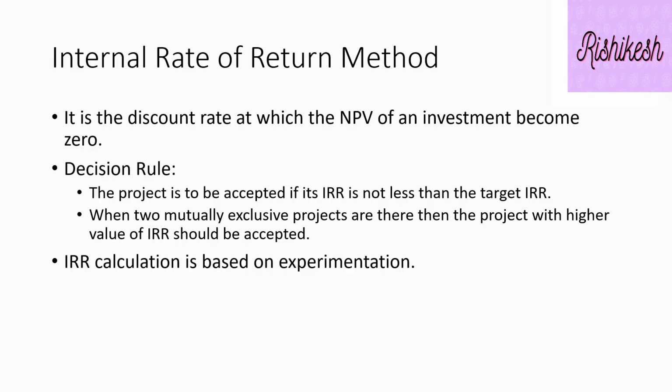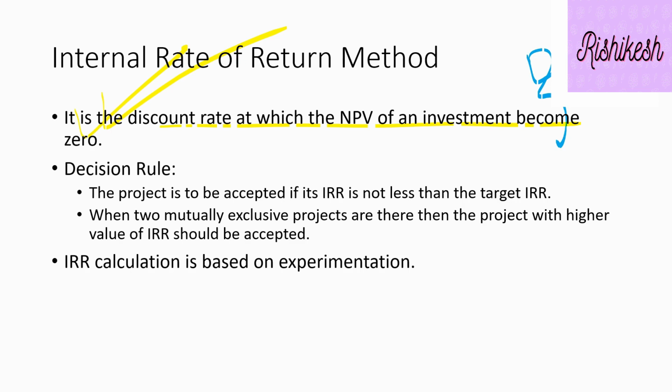So now we are going to study another method inside capital budgeting techniques, and that method is the internal rate of return method. Again a very important method. It is the discount rate at which the NPV of an investment becomes zero. As we already know, to calculate an NPV, we need a discount factor, also known as the rate of return, or WACC, that is the weighted average cost of capital, or discounting factor, anything you can call it.